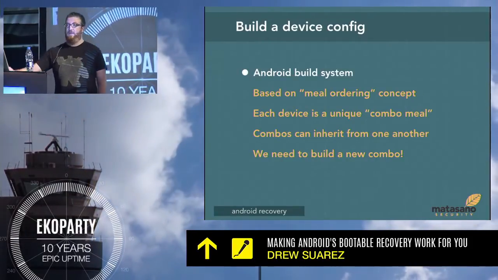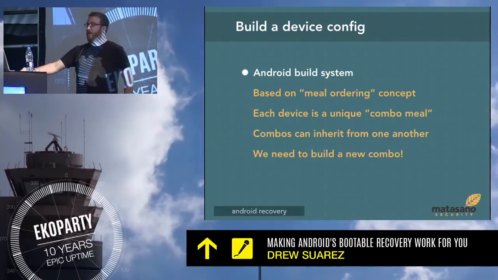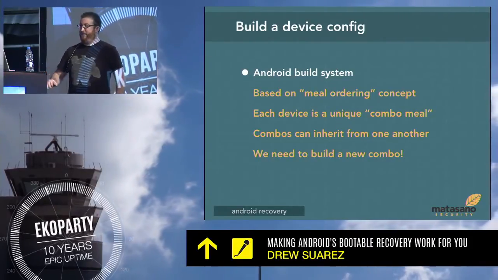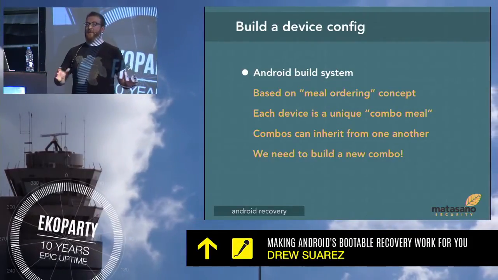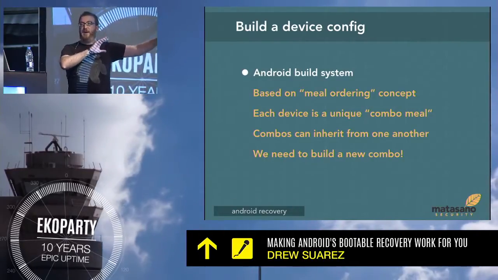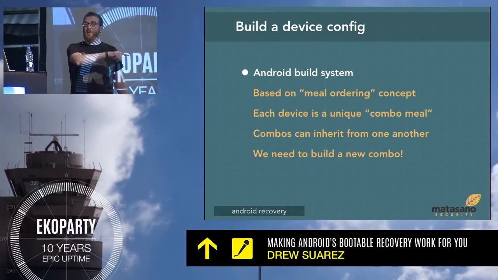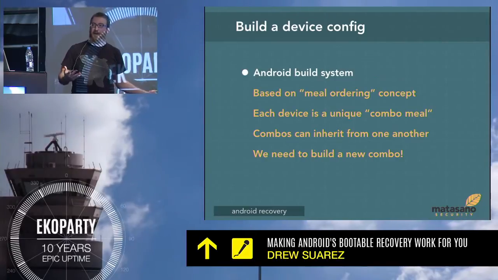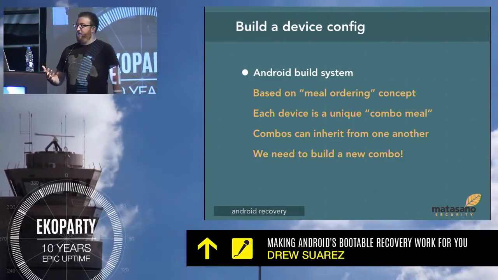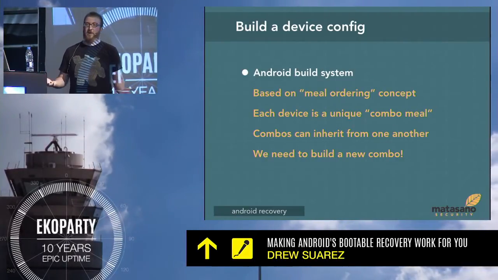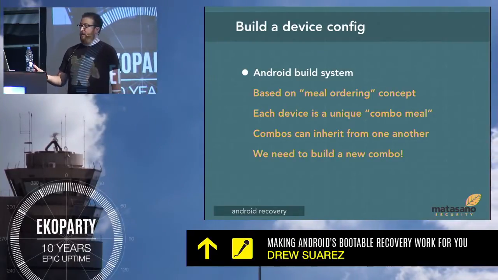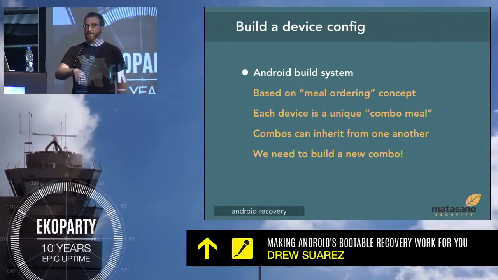So let's talk about building one of these. We need to build what's called a device configuration. Google decided to make this like a meal ordering concept, like you might see a big menu in a restaurant, and combo meal, I want number 5 with a Coke and fries, sort of thing. So every device config is what we call a combo. It's a combo meal.